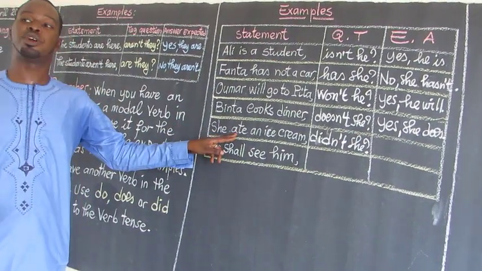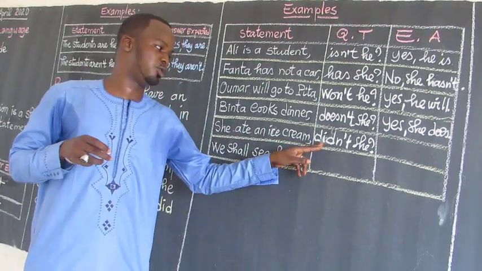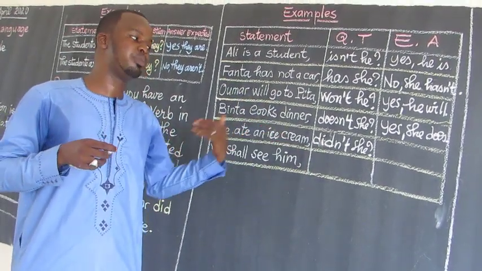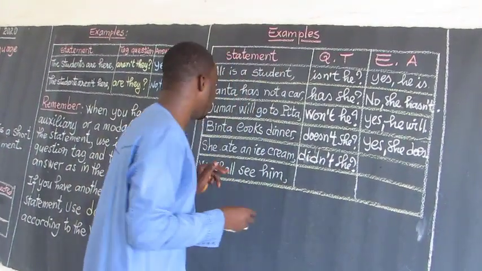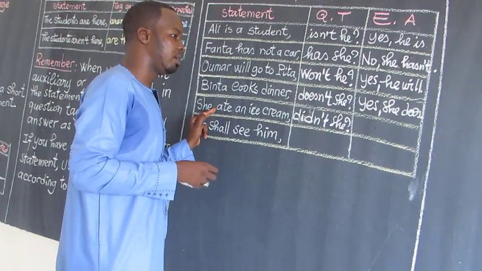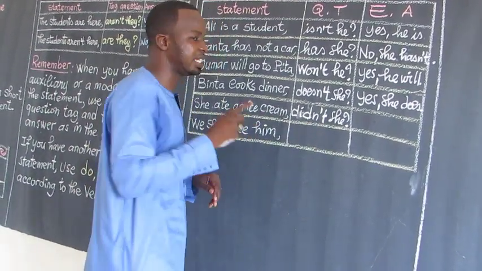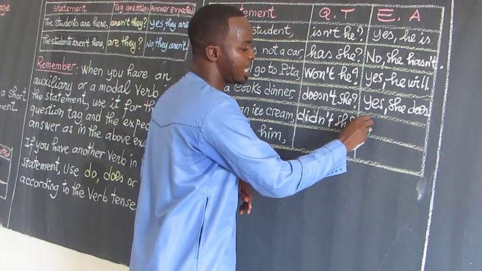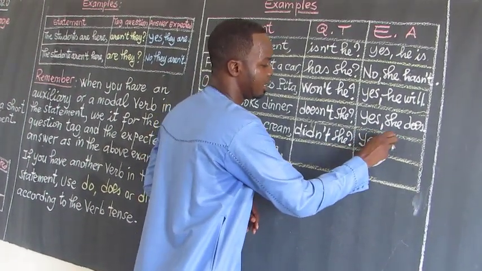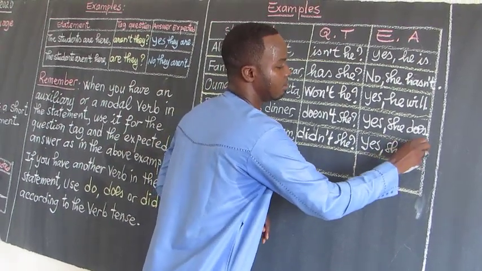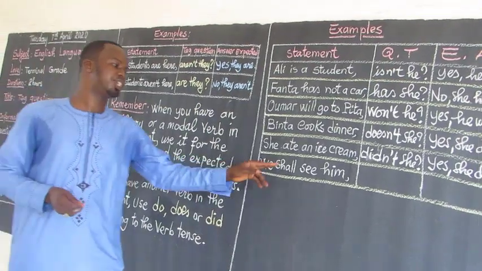Did, because the verb to eat is in the past. Ate. So the verb to do is going to be in the past. So the expected answer will be positive. I'm sorry, positive, because the statement is positive. We have to say, yes, she did. Yes, she did. And the last one, we shall see him.